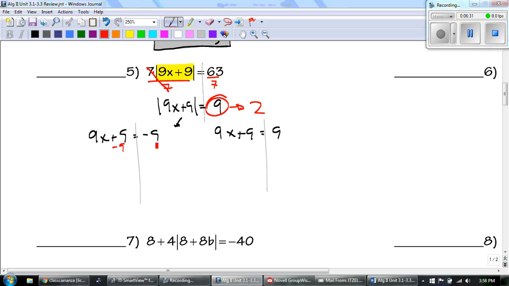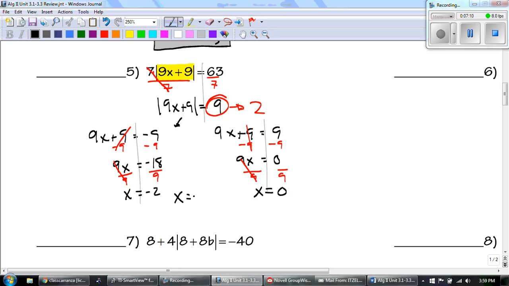Okay, so we're going to subtract 9 to both sides. -9 minus 9 is -18. We have to watch our signs. Divide both sides by 9, and we get x equals -2. And guess what? I'm going to do the same exact thing over here. And let's see what we get. So we get 0, and then I need to divide by 9, and 0 divided by 9 is 0. So my final answer, x equals -2 or 0.